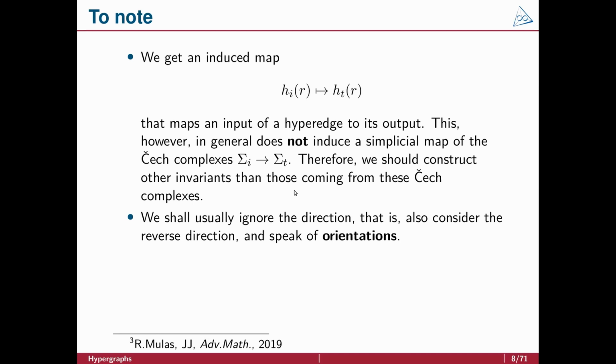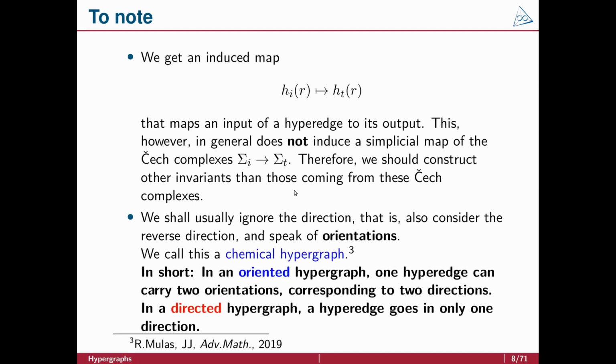And in fact, we shall ignore the directions. I will explain that a little later and just also include the reverse directions and speak of orientations. And we call this a chemical hypergraph, and that was explored in particular in the PhD thesis of Raffaella, on which much of what I'm reporting here will build. So in an oriented hypergraph, one hyperedge can carry two orientations corresponding to the two directions, whereas for a directed hypergraph, a hyperedge would be allowed to go in only one direction.